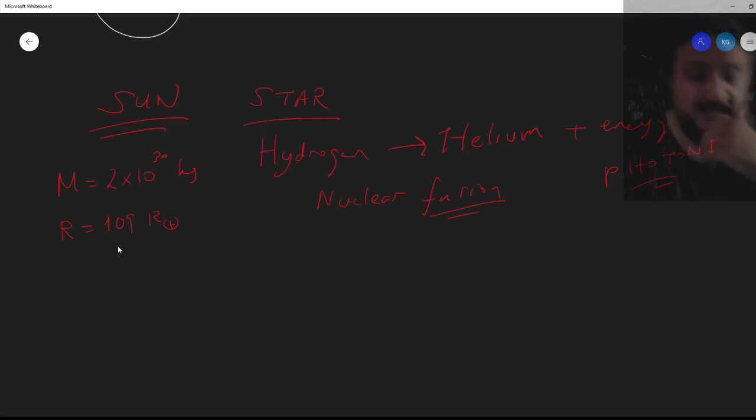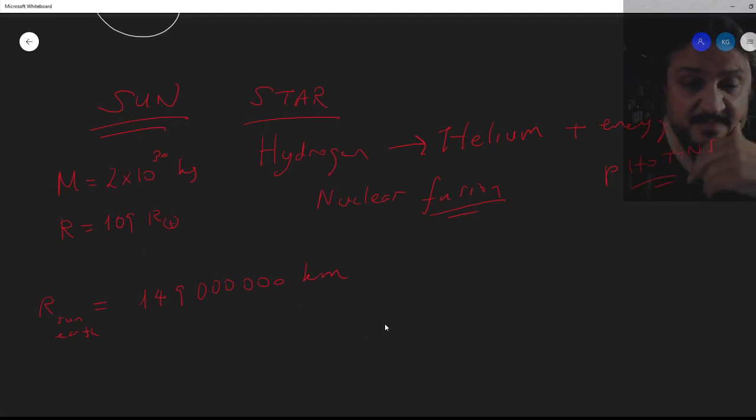How far is the sun? How far is the sun from Earth? That's around 149 million kilometers. This is the Sun-Earth distance. You can call it the orbital radius.